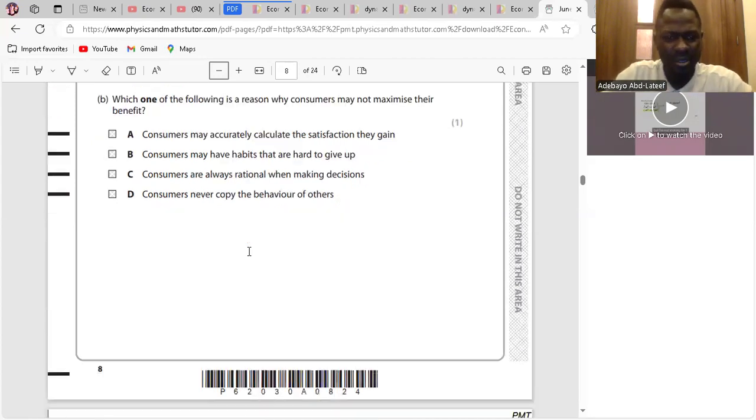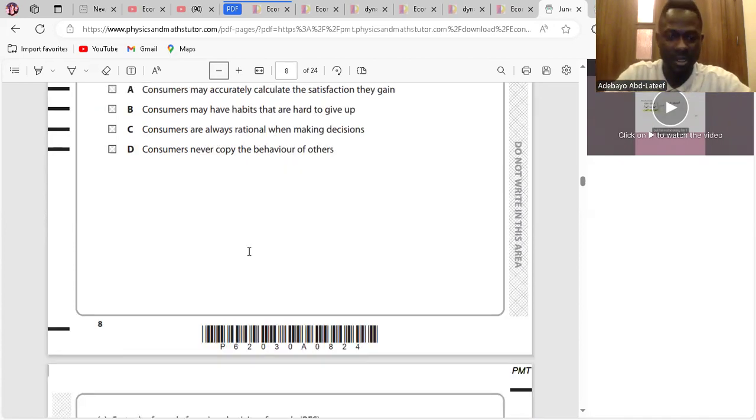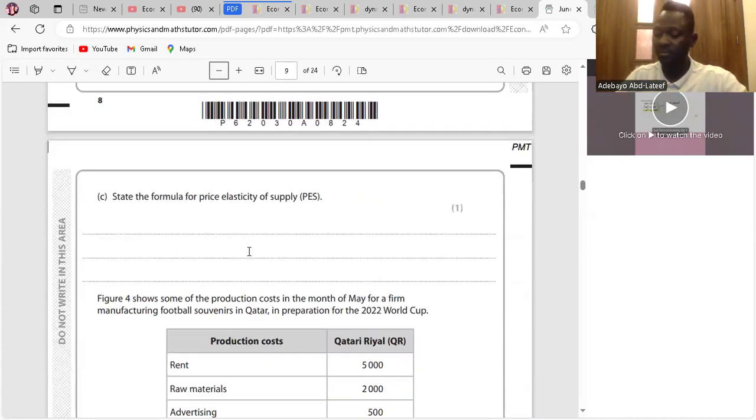So we move on, right? Or you want me to explain other options? Yeah, explain. Consumers are always rational. Well, I told you about a rational consumer. A rational consumer is that consumer that is able to maximize his benefit, which is the same as A. And consumers never copy the behavior of others. That means there's no attitude, no habitual behavior here. There's no influence. They're following the trend. Is it clear? Yeah. So go to C.